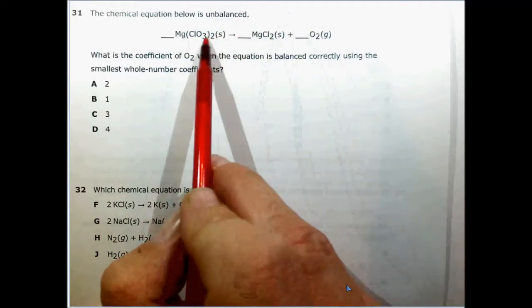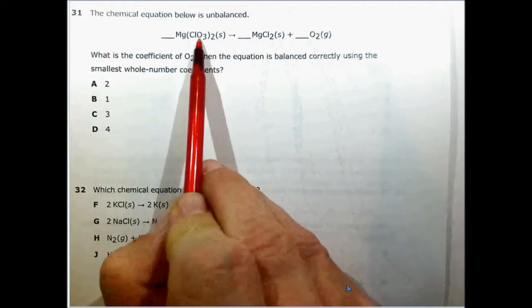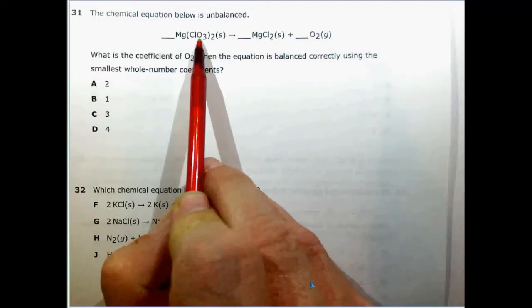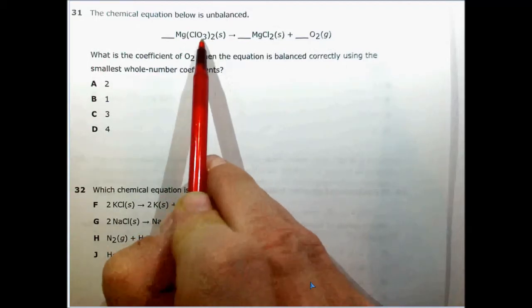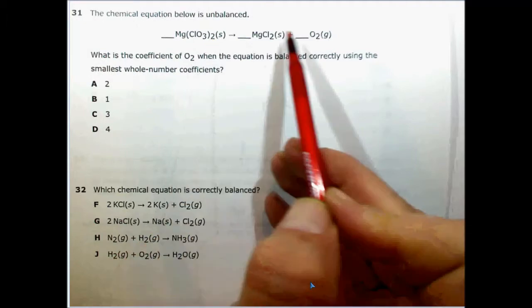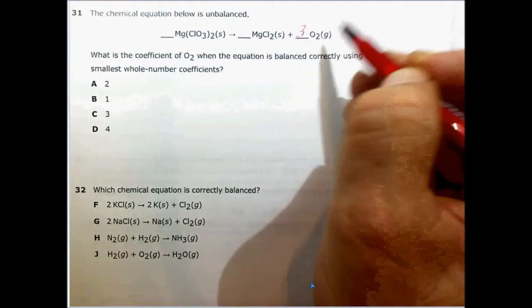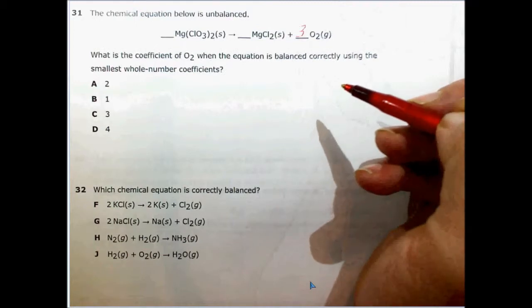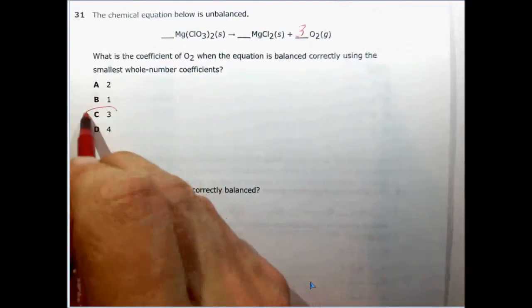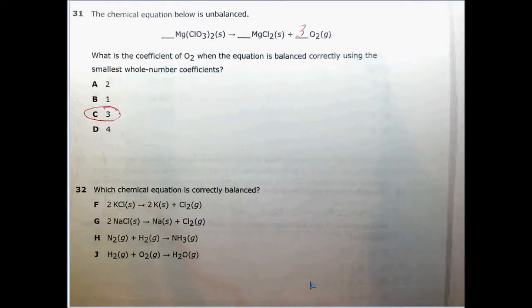The last thing we'll do is balance the oxygens. There are 3 in the chlorate, but there are 2 chlorates. So 3 times 2 is 6. If we come over here, we're going to need 3 pairs of oxygen to make 6 oxygen atoms. So our correct answer is C.